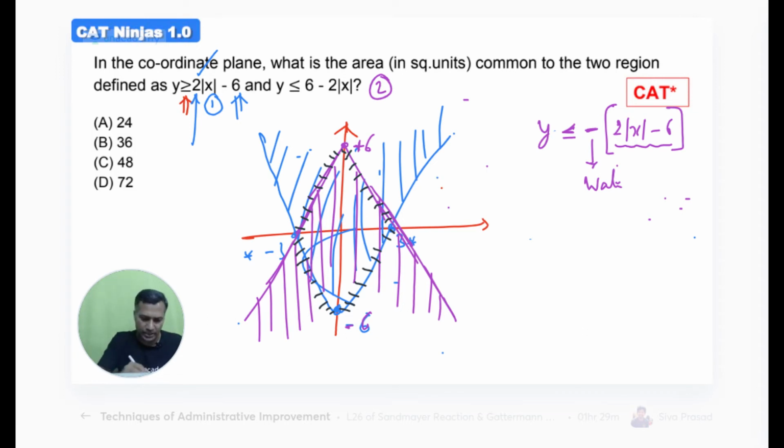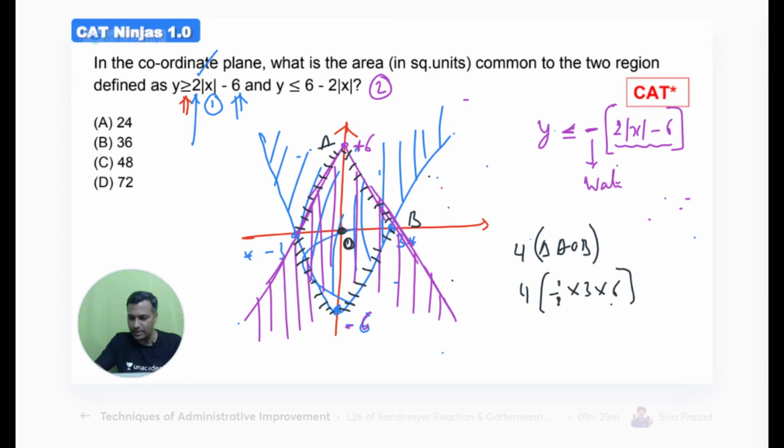Say if this particular point is A, this is O, and this particular point is B, it is 4 times the area of the triangle AOB. I'm fine with this, or you can directly find the area of the rhombus. Let me find 4 times the area of the triangle AOB. It becomes half, the base is 3 units and the height is 6 units. Half base into height, which becomes 36 square units. Answer is nothing but B.